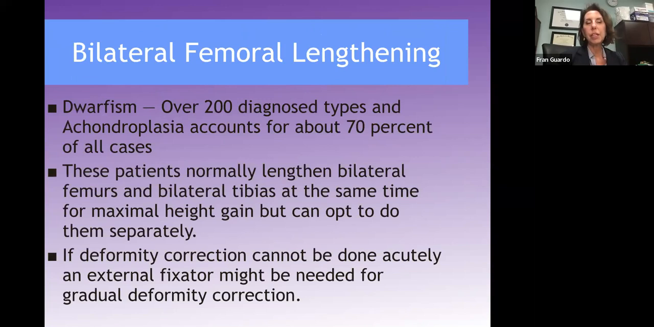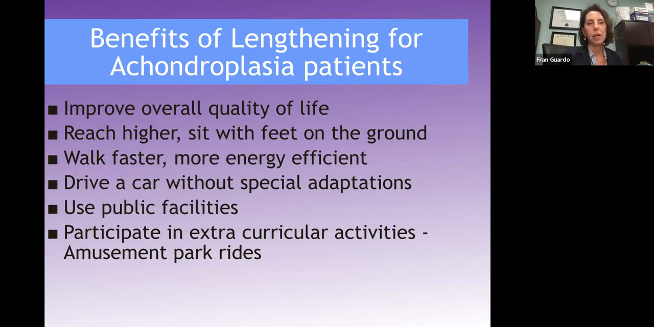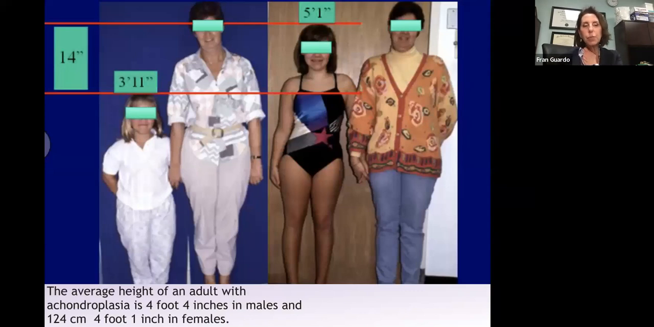So bilateral femoral lengthening, actually, I'm going to just blow through some of these. Okay, so let's go here. So this is a 4-segment lengthening. This woman was done with external fixators. It's talking about how over the series of a lifetime, they can get 14 to 16 inches of height. This particular woman got 14 inches.